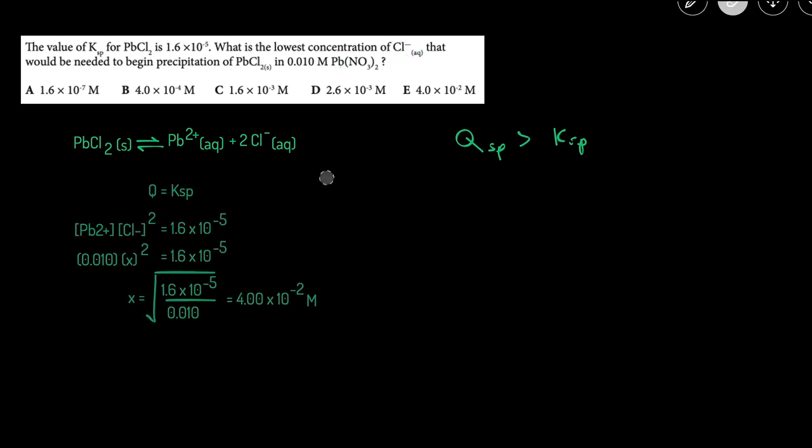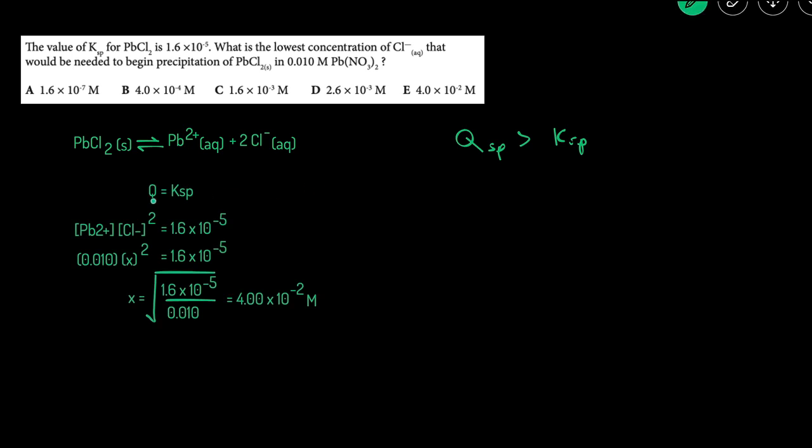And then we know that for a precipitation reaction to happen, the Q value, the Qsp, has to be greater than the Ksp. So to find the lowest concentration, or the minimum amount of Cl- that would need to precipitate, we can set Q equal to K. So that's what we're doing here.